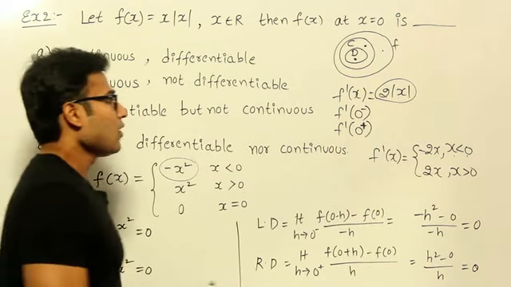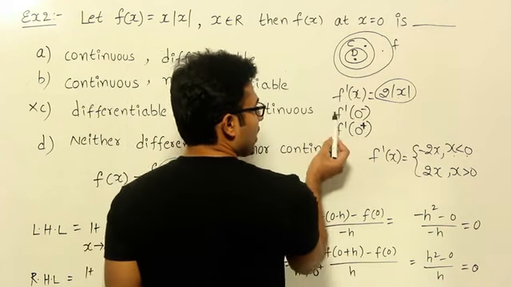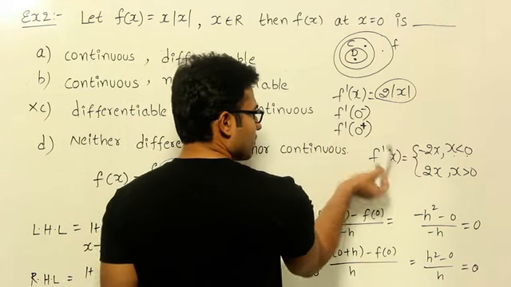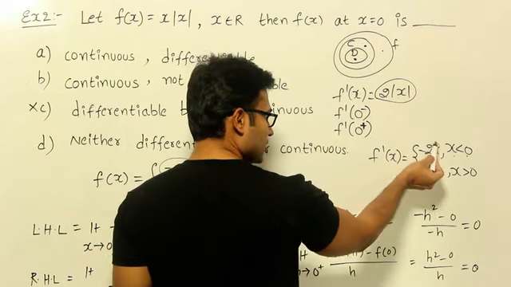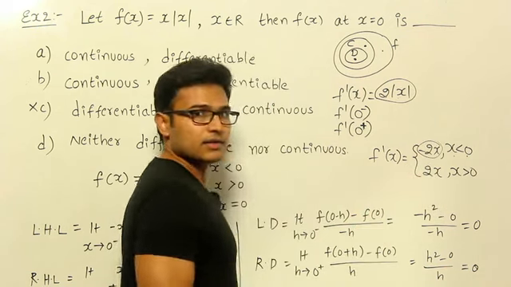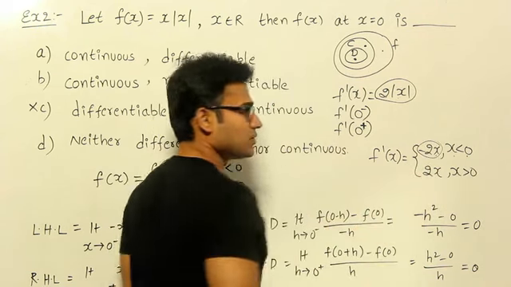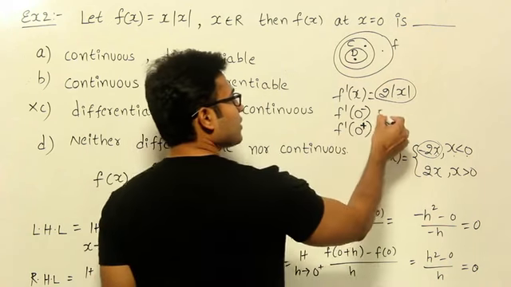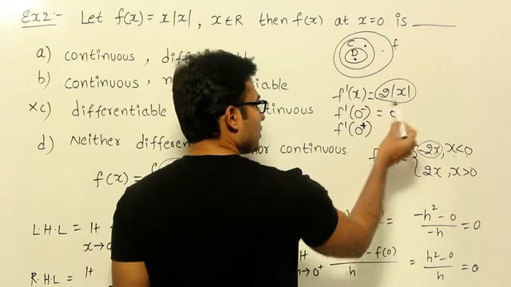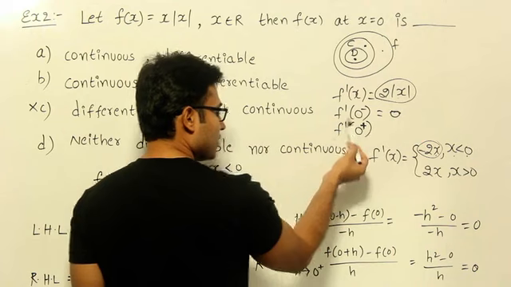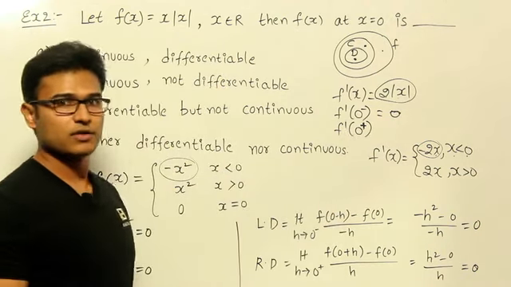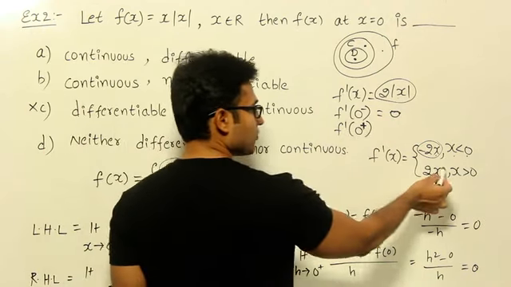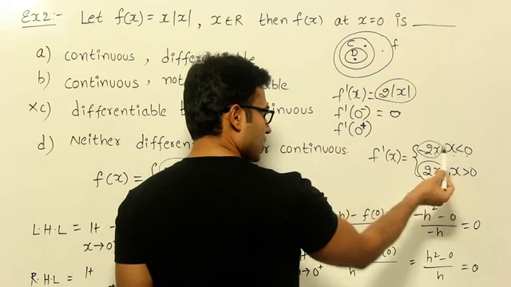Got it? Okay. Now if you have to find out the value of f dash of x at 0 minus, you are going to use this function. In this function you are going to substitute x equal to 0, right? So what will you get? 0. Now if you have to find this value at a positive value, which means 0 plus, then you have to use this function, and in place of x you have to substitute 0.